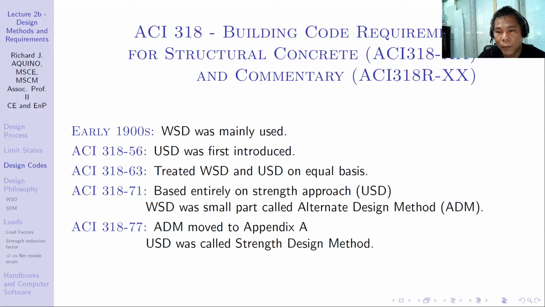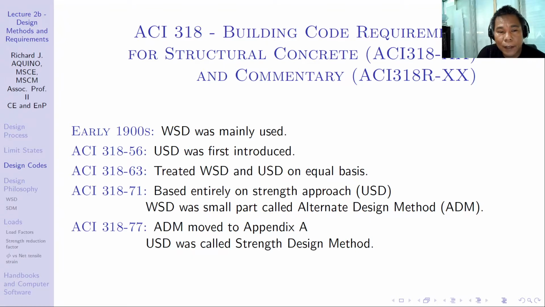And also we have the commentary with the addition of R. So ACI 318R-XX means the ACI with the commentary. So normally the ACI has two columns. The first column is the content of the code, and the second column is the commentary. The commentary is very useful, especially when you are new to the ACI, but of course, even if you are practicing, it would be very useful if you still see the commentary.